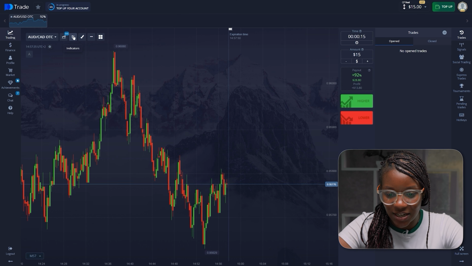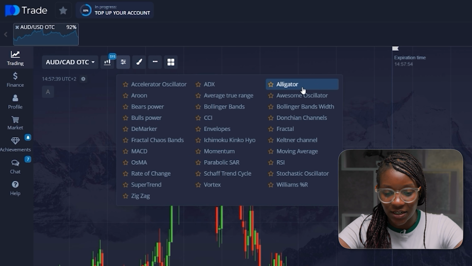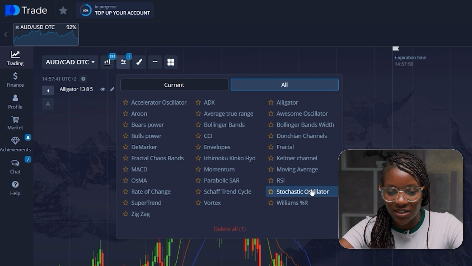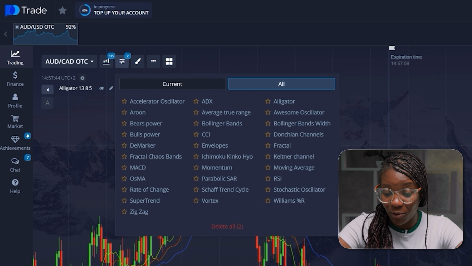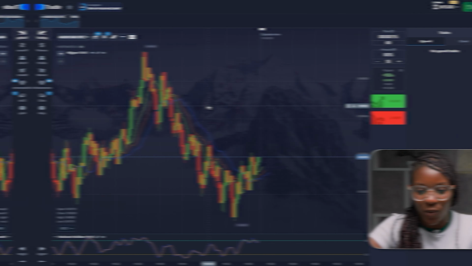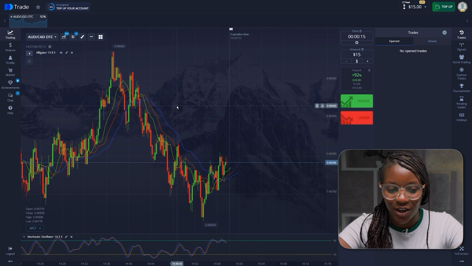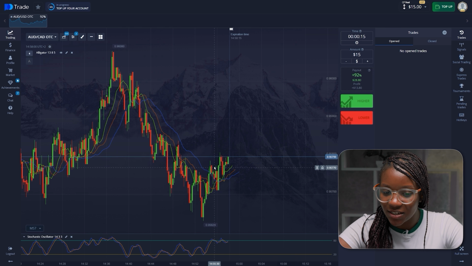Click on indicators and select two indicators here. First one will be the alligator. Second is the stochastic oscillator. Well, my dear friends, we have the chart ready to trade. We have all indicators customized and beautiful candle images. Here you go. Next, how are we going to use this strategy?